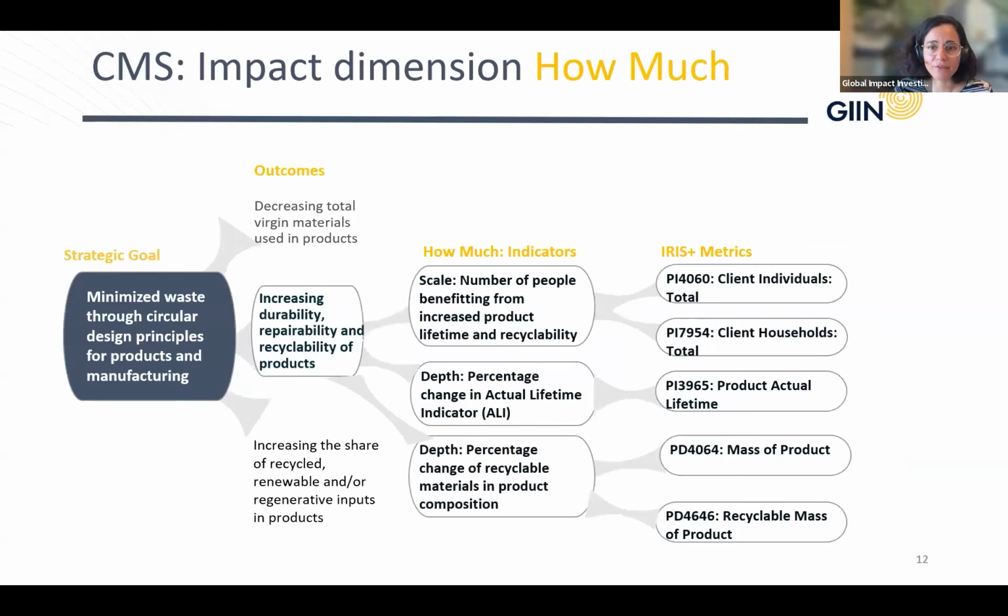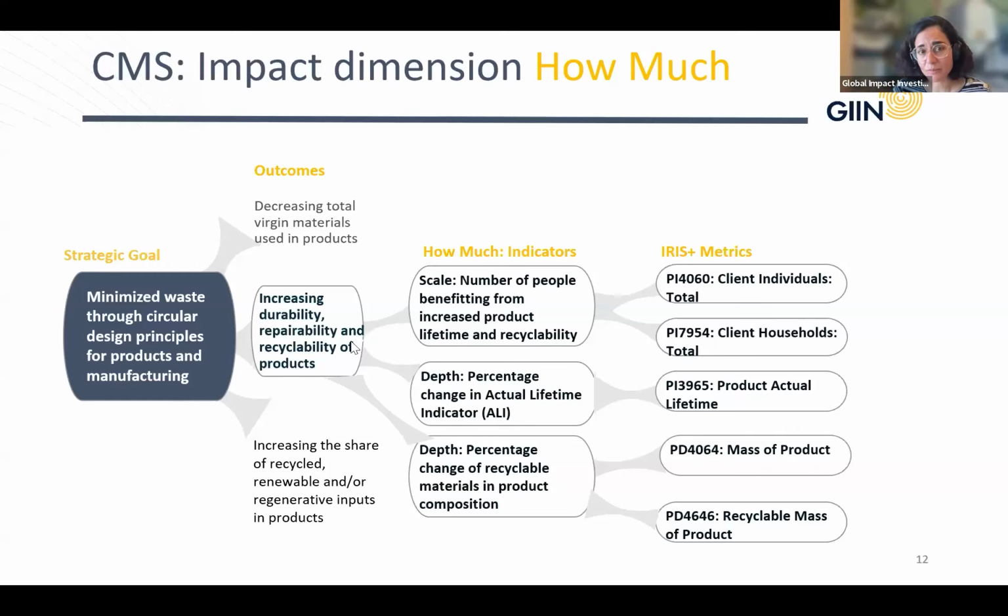But we also have a how much dimension. And here we have thought about how we look at the scale of the issue and the depth of the issue in terms of how important it is for stakeholders that are affected, how important it is when we really invest in activities and invest our own resources in advancing these outcomes. So these are more kind of trend indicators.